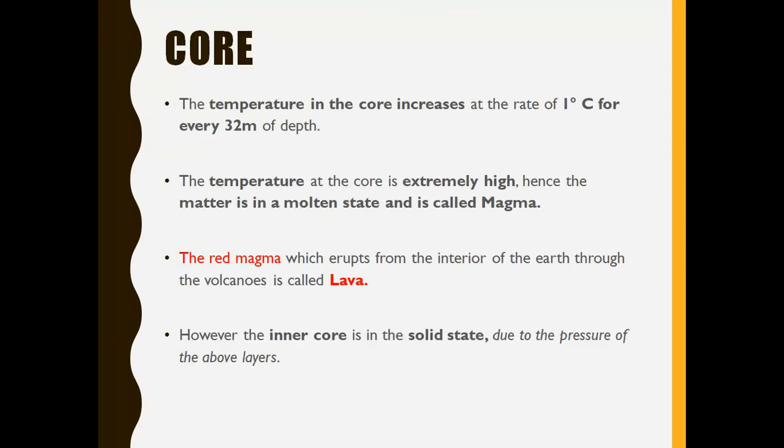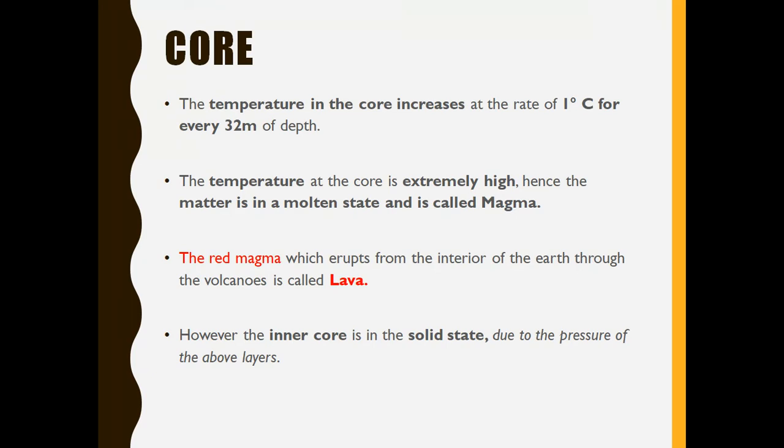Now, something more about the core. The temperature in the core increases at the rate of 1 degree centigrade for every 32 meters of depth. The temperature at the core is extremely high. That is why the matter is found in a molten state, and this is known as magma. Where does the magma come from? The red magma erupts from the interiors of the earth through the volcano, and this red magma is known as lava.